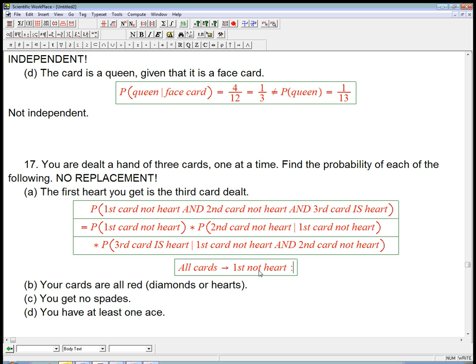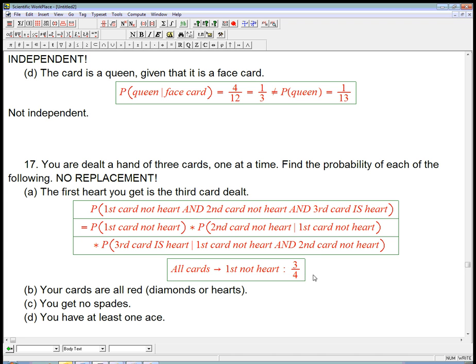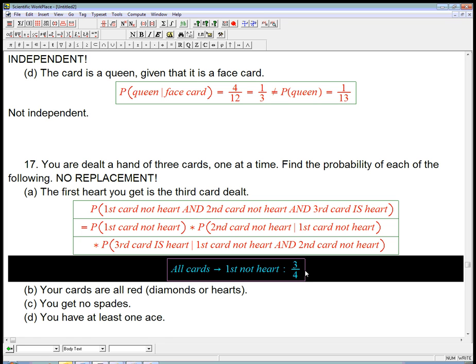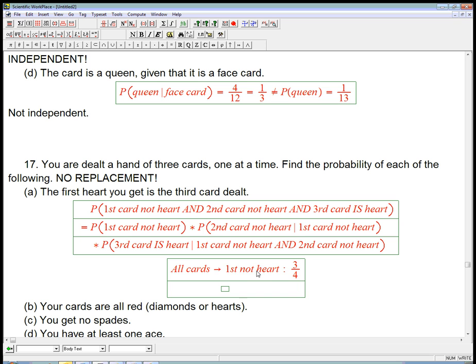All right, so that's the first stage of this. Well, the first card is not a heart. That's going to be all the other 3 suits. That's 3 suits out of 4, and so that's going to be a 3/4 probability. Now we know the first is not a heart, and we're going to combine that. What about the situation where the second card is not a heart as well?